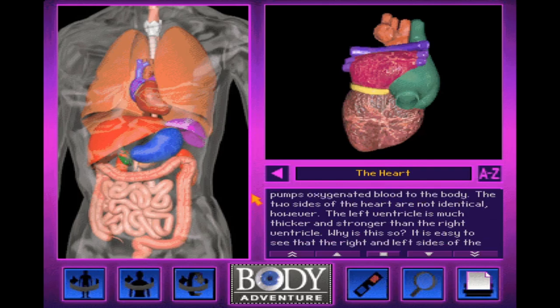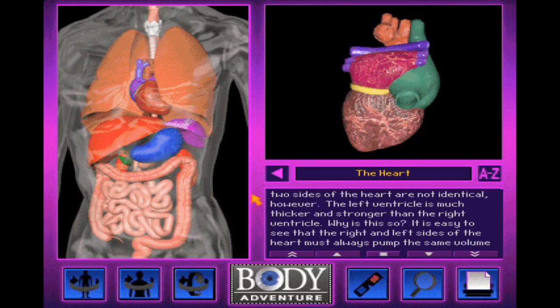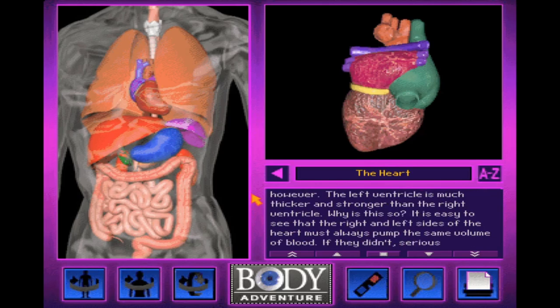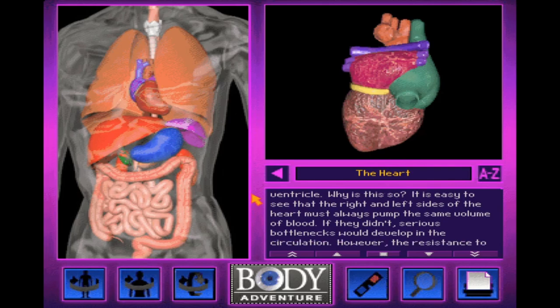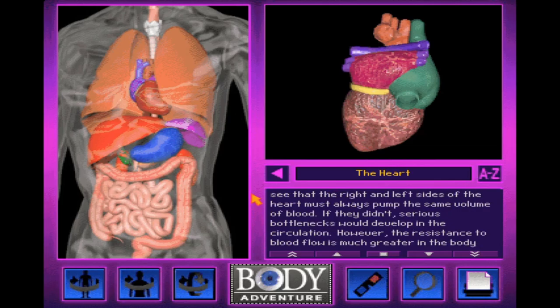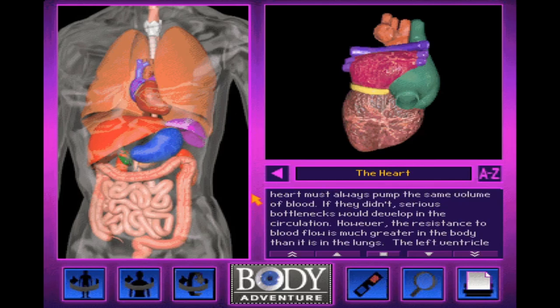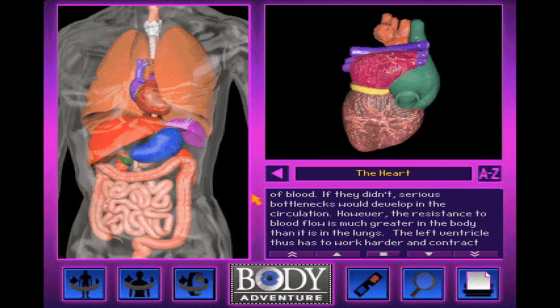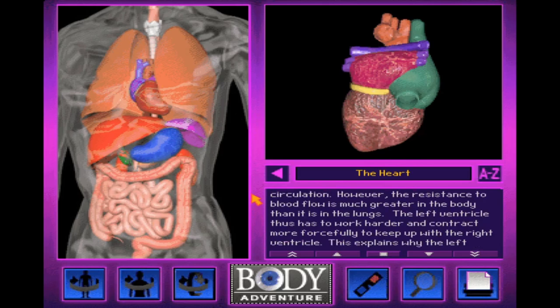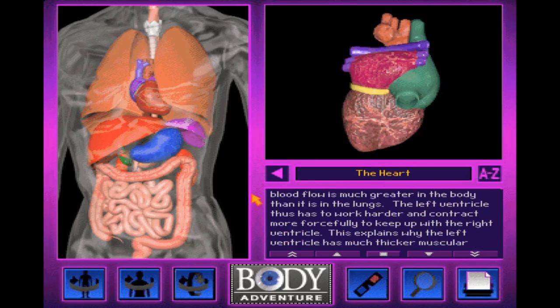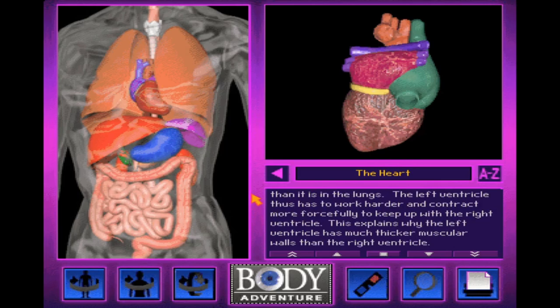Why is this so? It is easy to see that the right and left sides of the heart must always pump the same volume of blood. If they didn't, serious bottlenecks would develop in the circulation. However, the resistance to blood flow is much greater in the body than it is in the lungs. The left ventricle, thus, has to work harder and contract more forcefully to keep up with the right ventricle. This explains why the left ventricle has much thicker muscular walls than the right ventricle.